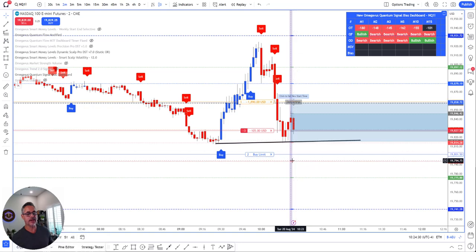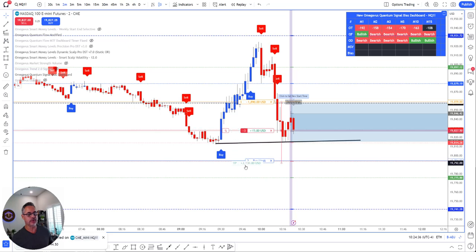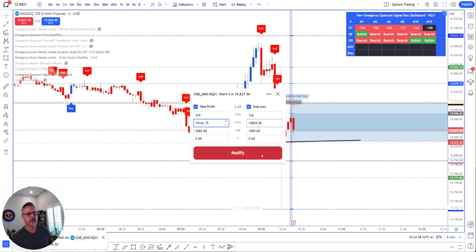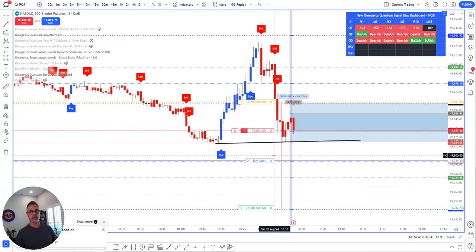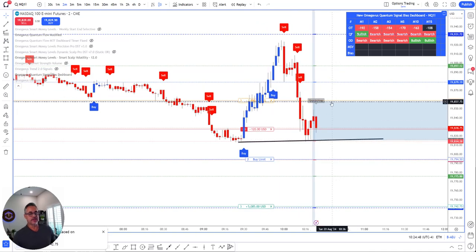Now I have a brand new target, right, with two contracts. So I'm going to do the first target here, and I'm going to swing for this one. Boom. Because I'm starting anew, right? I'm starting a brand new SML. So I'm going to turn this one off. And this is the new range.